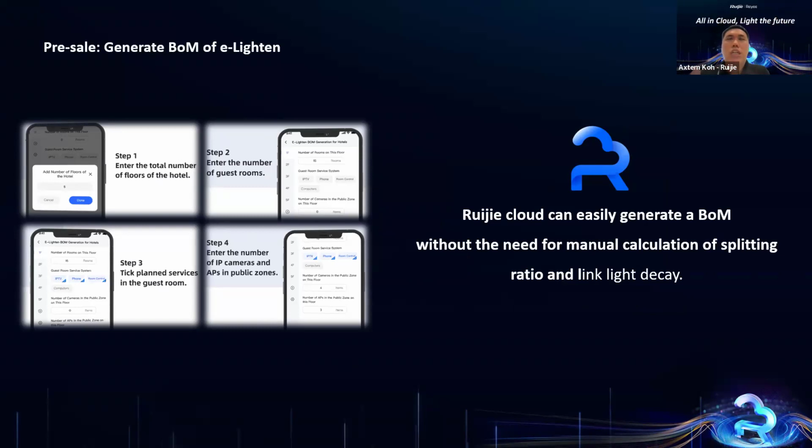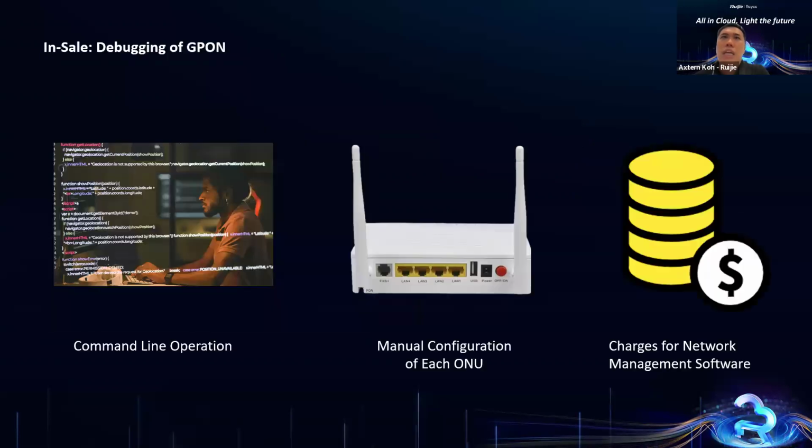What is the model? What is the splitter model? What is the AP model? It will help you create the BOM automatically, using this Ruijie Cloud that we are going to release soon, I think in July, along with the budget.